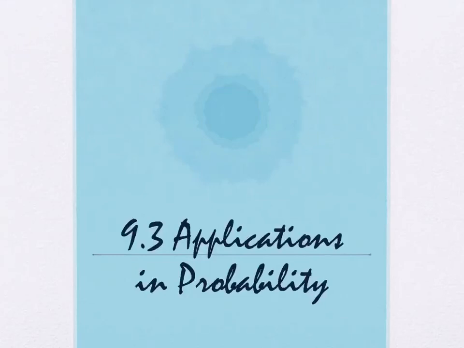Section 9.3 was applications and probability. We talked about one application of probability last time. That application is odds. I normally ask where you've heard the word odds used, and I forgot to do that.